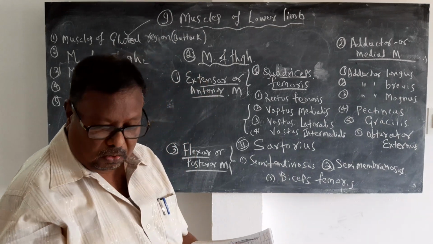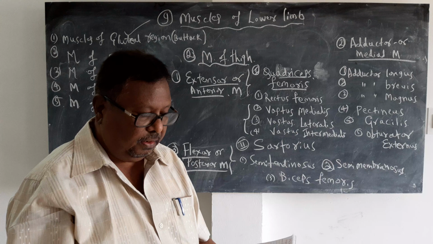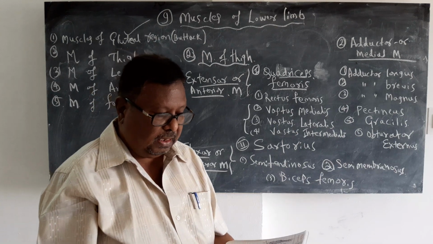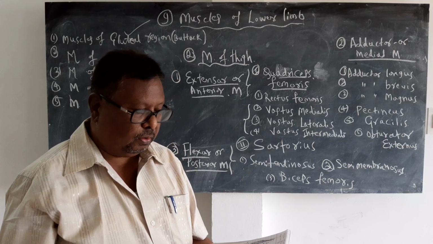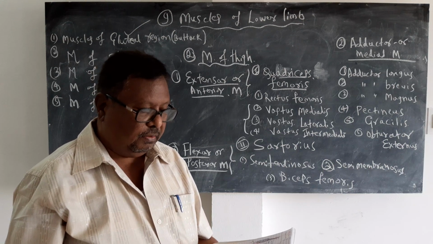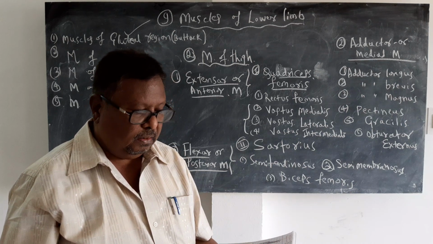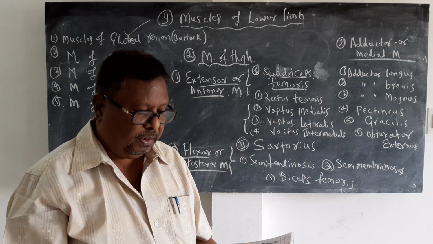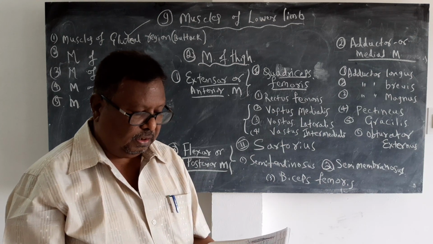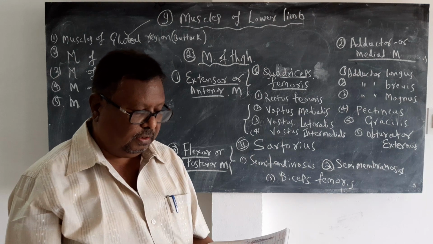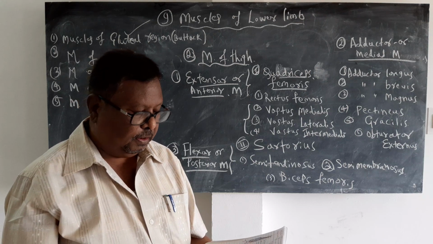Coming to the first one, adductor longus. It is a triangular muscle forming the medial part of the floor of the femoral triangle. Coming to the origin, it originates from the inferior pubic ramus, the ischial ramus and the ischial tuberosity. So from 3 portions it takes its origin: inferior pubic ramus, ischial ramus, then ischial tuberosity.